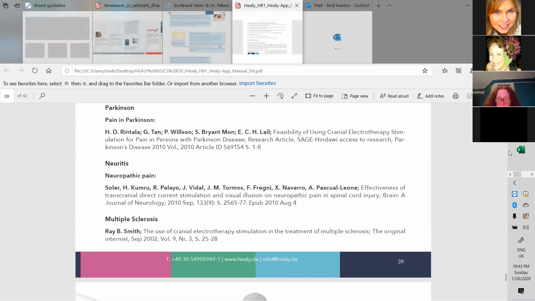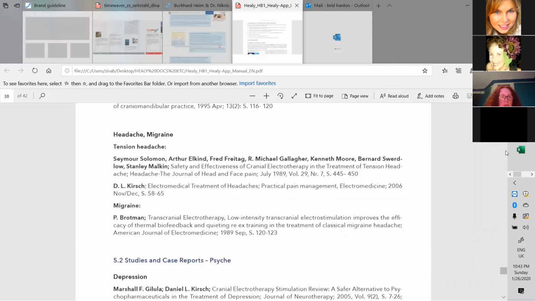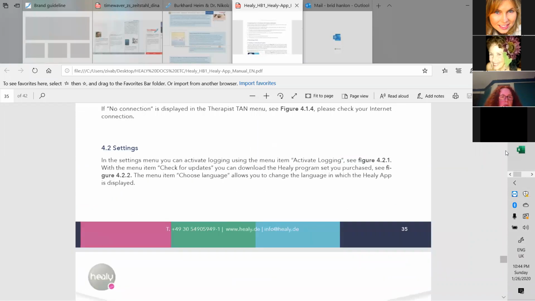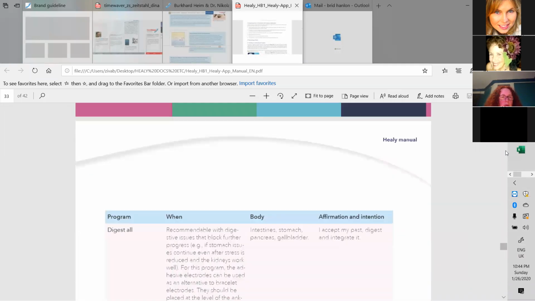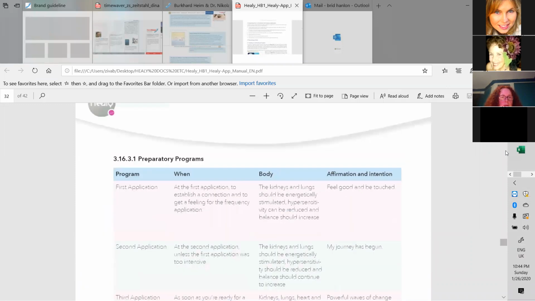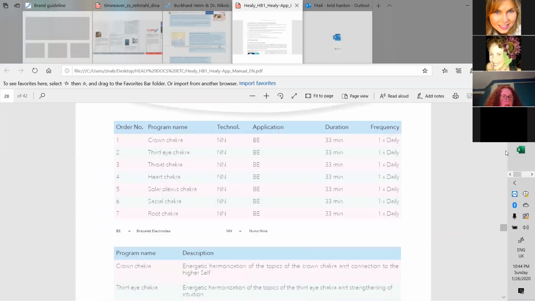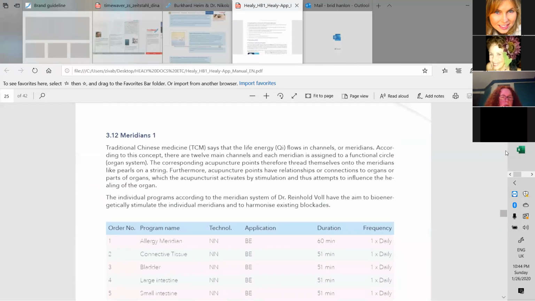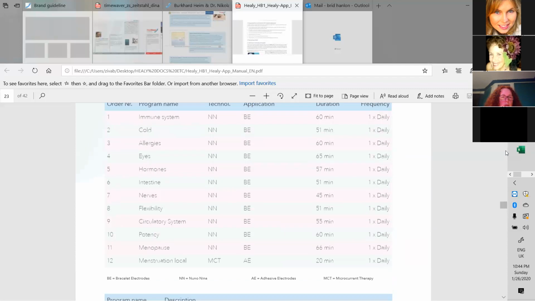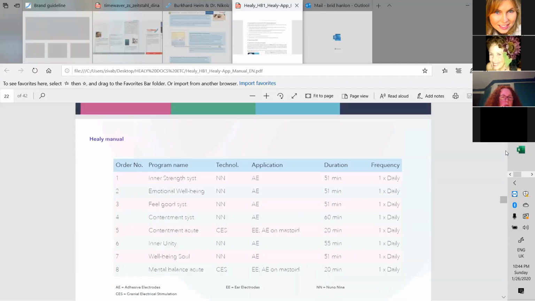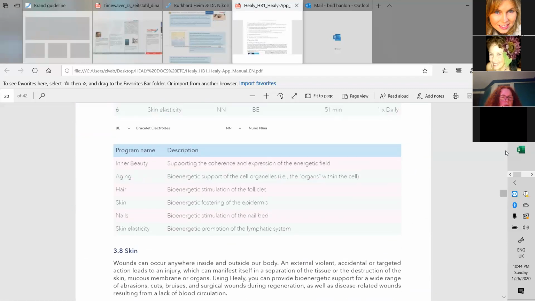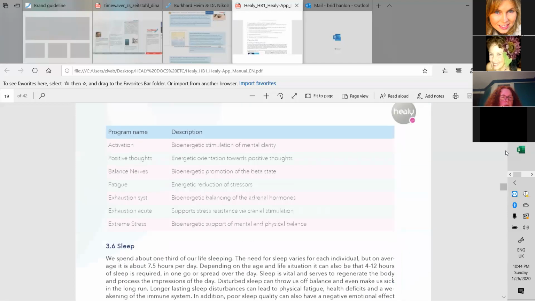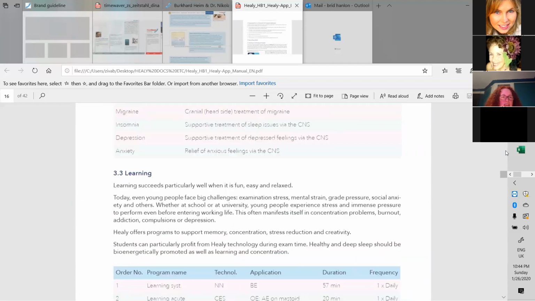Going up to page 14. No, this is good. We'll start. It was page 14.